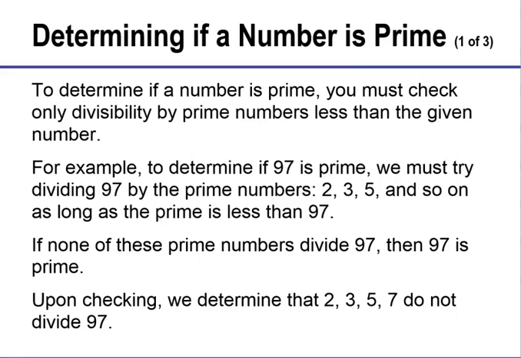Upon checking, we determine that 2, 3, 5, 7, they do not divide 97. So they just checked. We know 2 doesn't, right? Because 97 is not an even number. 3 doesn't, because 9 plus 7 is 16, and 3 doesn't divide 16, therefore 3 doesn't divide 97. 5 doesn't divide 97. Why? Because it doesn't end in a 0 or a 5. And 7 doesn't divide 97 because we just divided, and it didn't work.